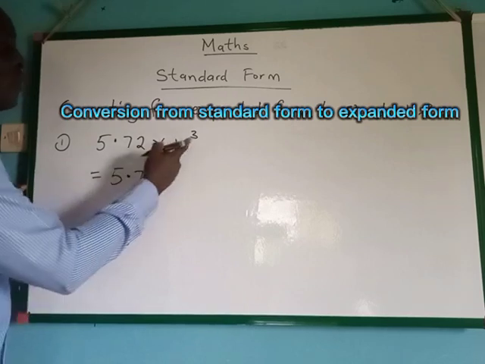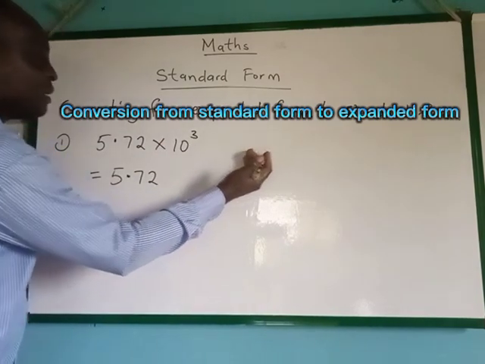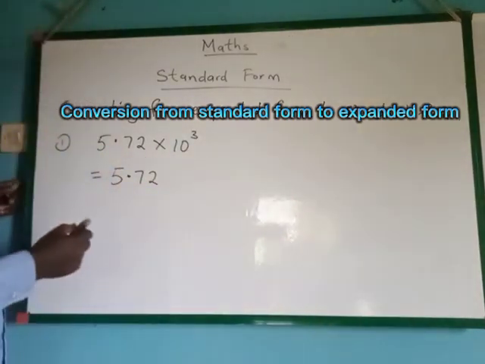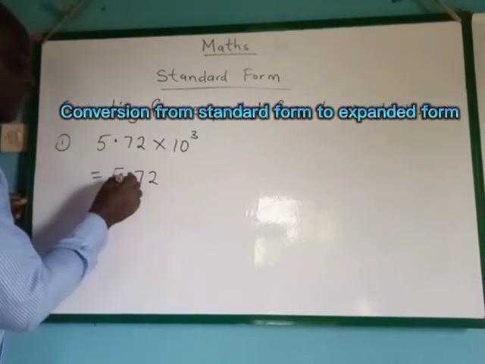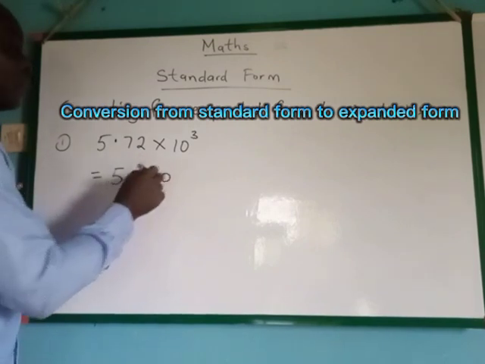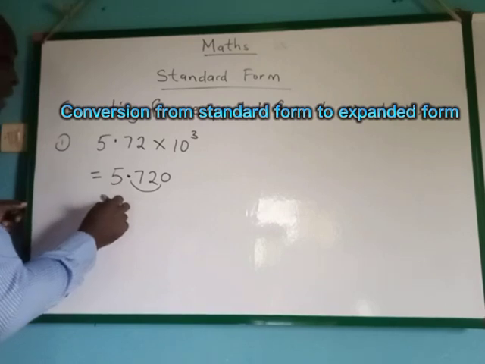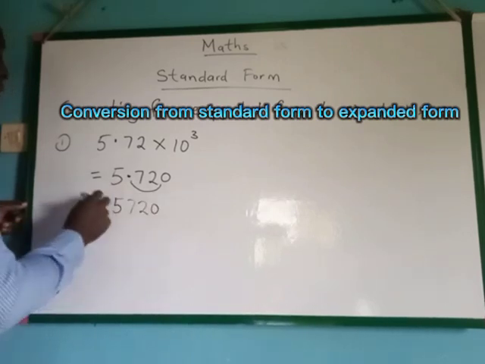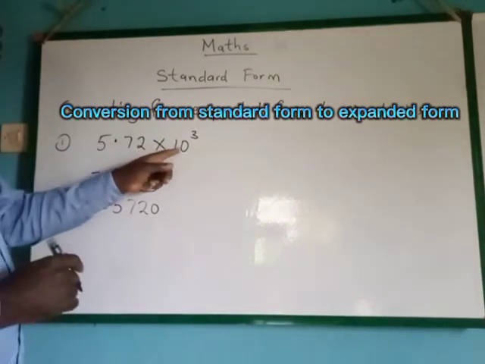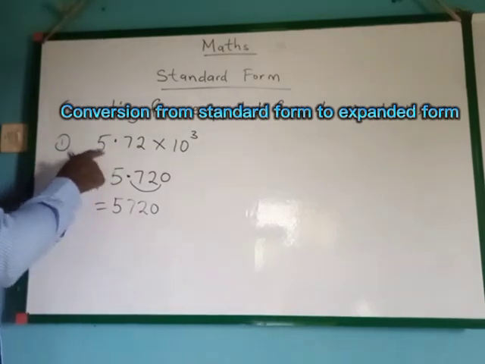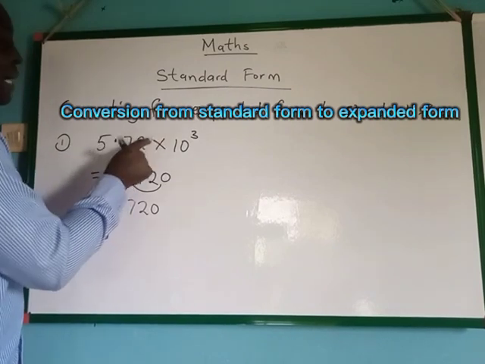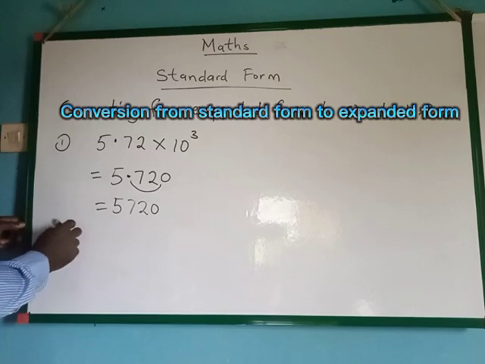Now, how does it go? It will move 3 steps, because it moved 3 steps from the right. So for you to stretch it, you must also move 3 steps to the right. How many digits do we have after the point here? 2. So it's not complete. For me to have it complete, I must add 0. So it now becomes 5720. That is the equivalent. So 5.72 times 10 raised to power 3 is 5720, because there are 2 digits after the point, and we are going to the right, so I must add 0 to make it 3.